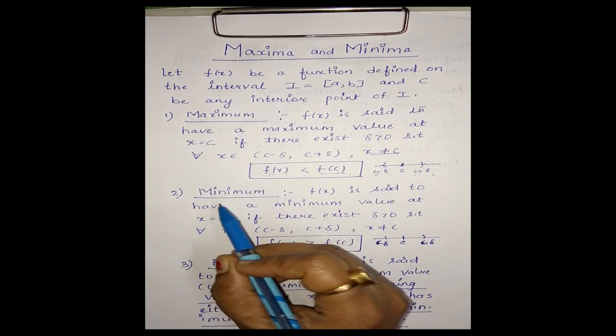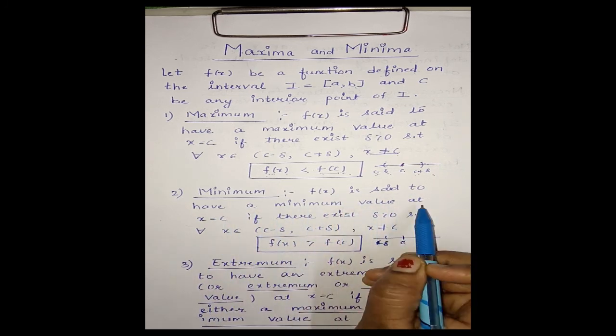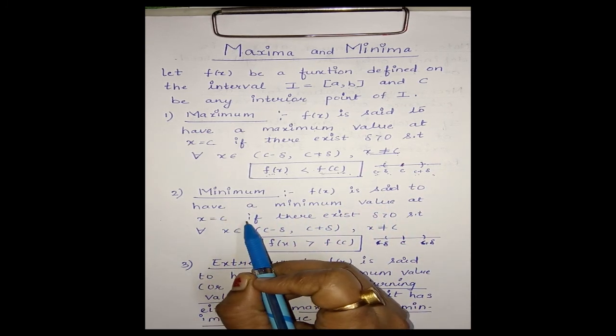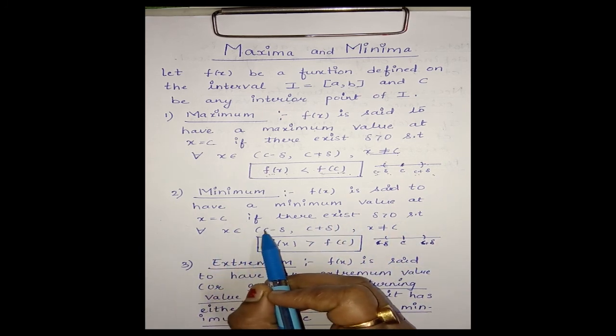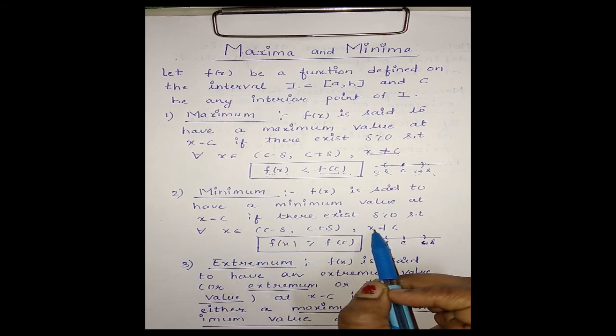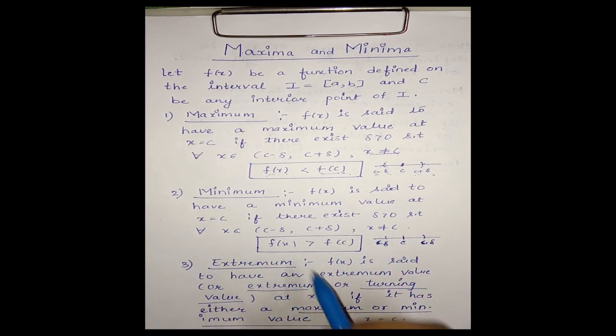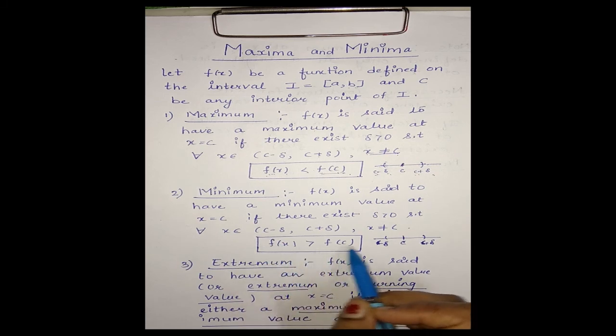Okay, and same way we define the minimum value. f(x) is said to have a minimum value at x equals c if there exists delta positive such that for every x in this open interval (c minus delta, c plus delta), where x is not equal to c, the condition satisfying this inequality, f(x) is greater than f(c).